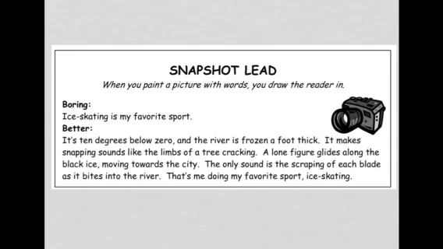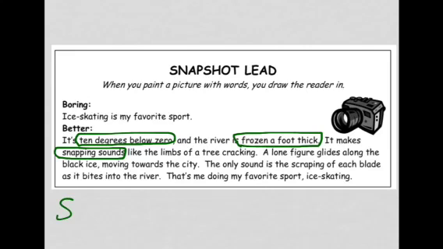I'm going to go through, and I'm going to circle all the descriptive words. 10 degrees below zero. It's giving us the temperature. The river is frozen a foot thick. It doesn't just say it's frozen. It's very frozen. It means it's been cold for a while. It makes snapping sounds. We talk about sensory all the time, snapping sounds. That is auditory. It's actually auditory and feeling, because maybe you feel the movement of the ice, like the limbs of a tree cracking.